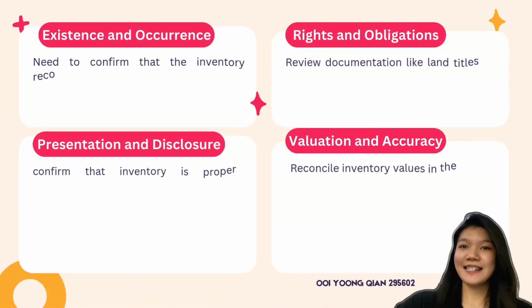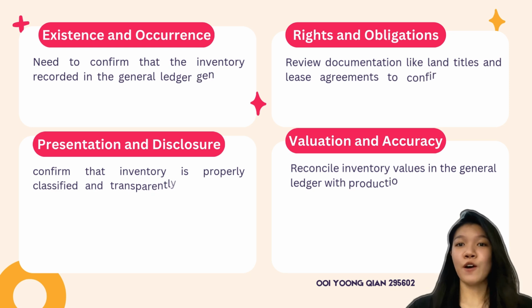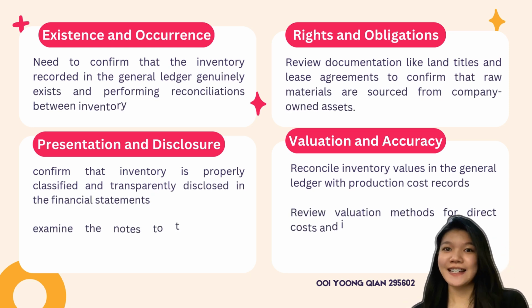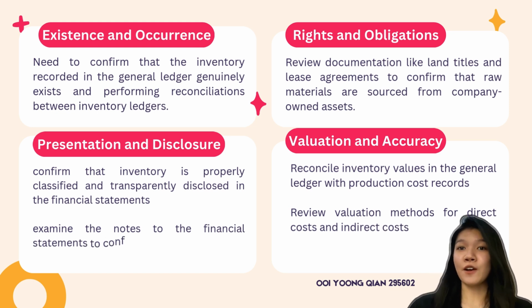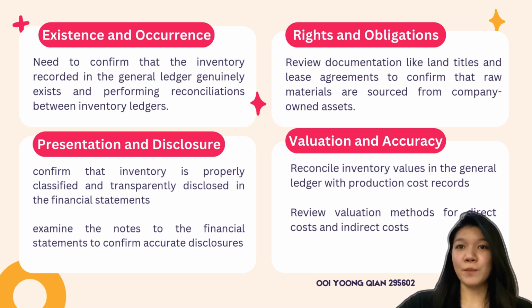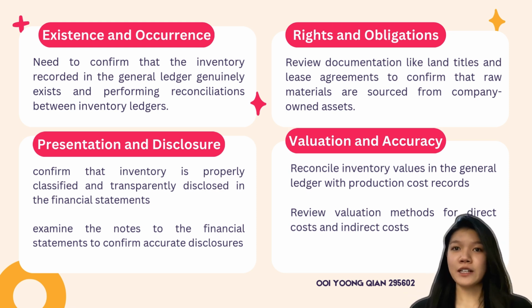First and foremost is existence and occurrence. The auditor needs to confirm that the inventory recorded in the general ledger genuinely exists. This involves performing the reconciliation between the inventory ledger for raw material, goods in process, and also finished goods with production records, such as harvest logs and production reports, to detect any fraudulent adjustment.